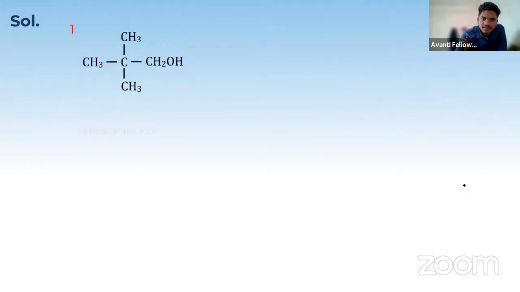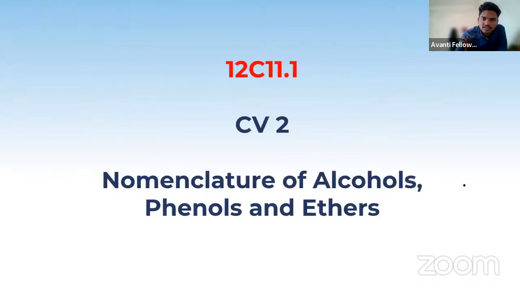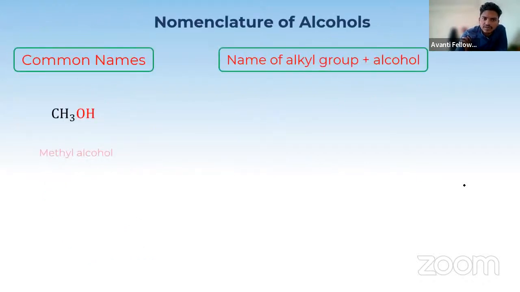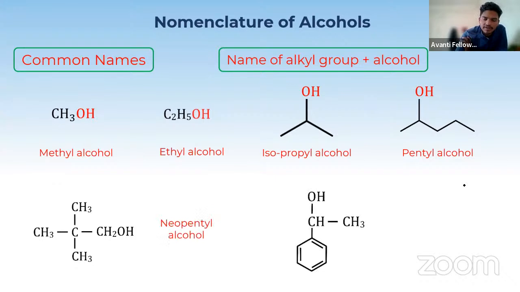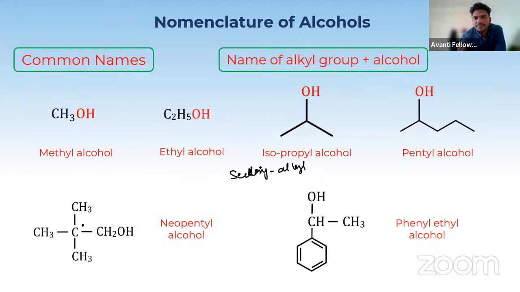Now we just want to see primary, secondary, and tertiary. This is also nomenclature of alcohols. We commonly call them methyl alcohol, ethyl alcohol, and isopropyl alcohol, and pentyl alcohol also. These are the common names, here is neopentyl alcohol, and there are some compounds where you can see secondary alkyl groups. Secondary alkyl groups will also be present in the nomenclature of alcohols.